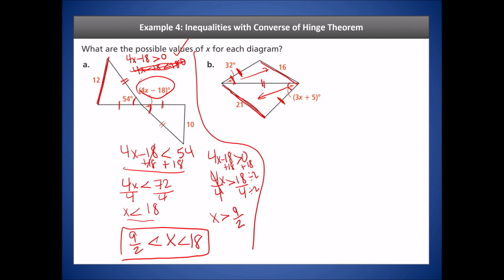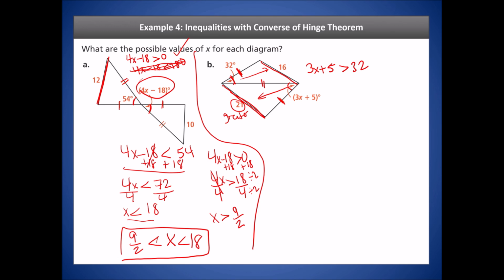Well, in this case, we know that 21 is greater than 16. And therefore, the opposite angle to 21, which is the 3x plus 5, has to be bigger than 32. So we got our relationship here: 3x plus 5 has to be greater than 32. All right, what's my other relationship? Because remember, you usually have another relationship, whether it's greater than 0 or less than 180, right? So for any triangle, it has to be just above 0 or just below 180.